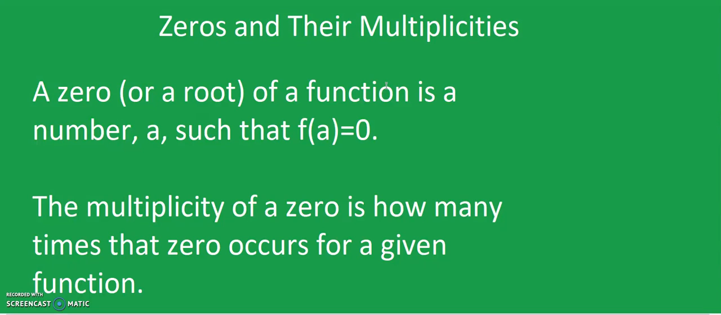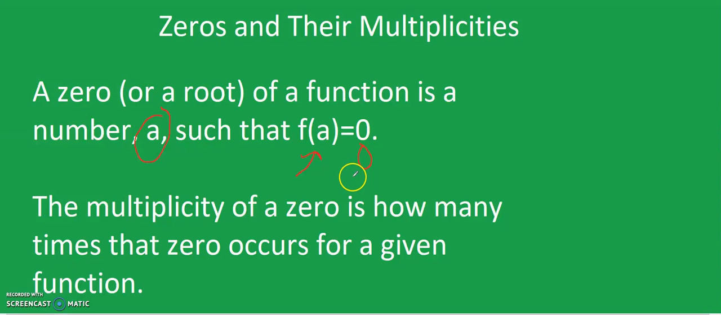So the zero, also known as a root, I'm going to probably interchange these throughout the video just because it's good to get familiar with the vocabulary. So a zero or root of a function is a number a. I know a is a letter, but in this case it's going to be a number such that f of a equals 0. All that really means is it's just some number that when I plug it into my function, I get a 0 out of it.